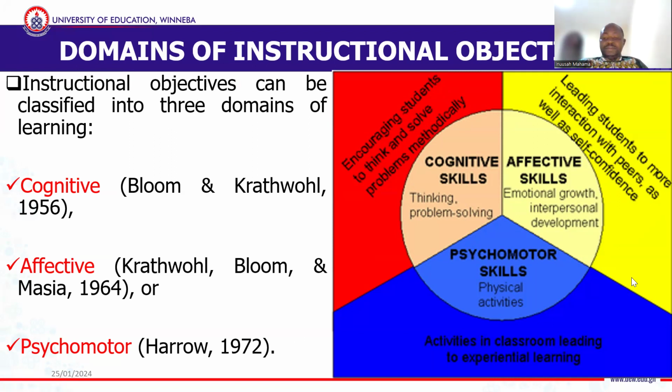The domains are three. We have the cognitive domain, the affective domain, and the psychomotor domain. These must be part and parcel of every instructional objective that you set out to establish as an instructor, in whatever profession you find yourself. If your instructional objectives do not capture these three major components, the learner might be denied an opportunity to show proof of whatever he has in a particular component of themselves.